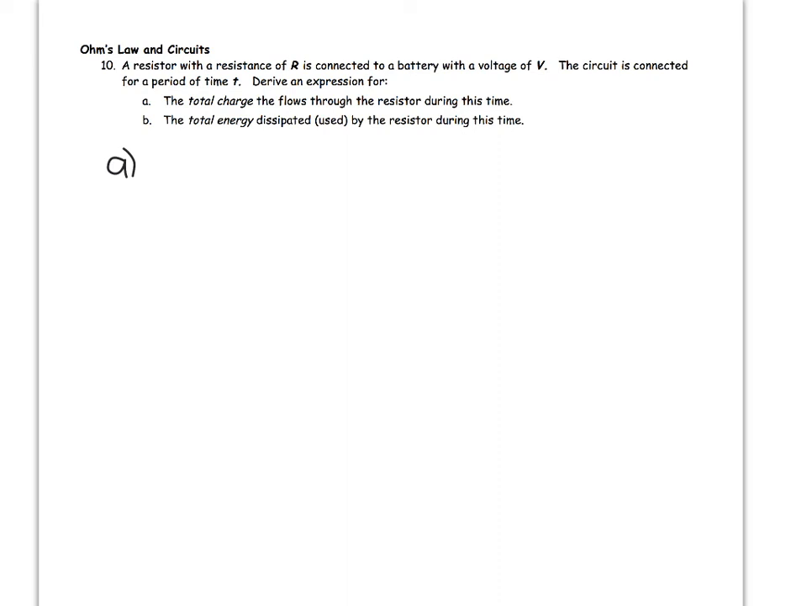For this first problem related to Ohm's law and circuits, I'm going to start with Ohm's law. We know the voltage of a battery is V. We know the resistance is R. So I can say V equals IR. And we're ultimately looking for the total charge that flows through it.